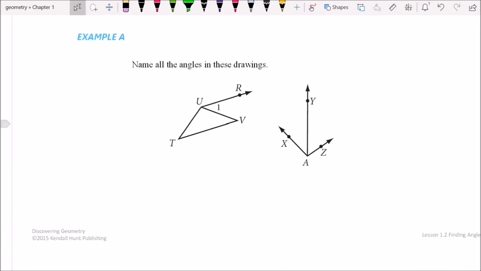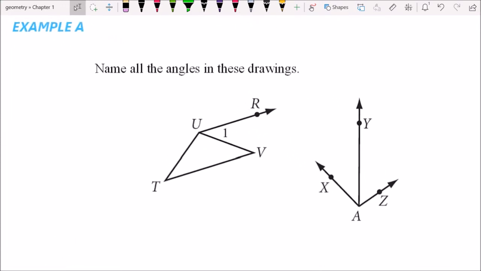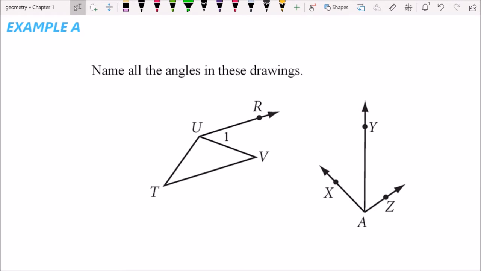Let's do another example. I suggest you pause the video so you have a chance to draw these in your notes. So go ahead and pause now. All right, let's name all the angles in the drawing, and oh my goodness, there are quite a few. Okay, on this first one, we have an angle in here. I could call it angle 1. I do want to point out to you that I cannot call it angle U. The reason why U is here, there's more than one angle that occurs at U. There's two angles, and so if we call it angle U, then I don't know which one it is. Okay, so I can't do that.